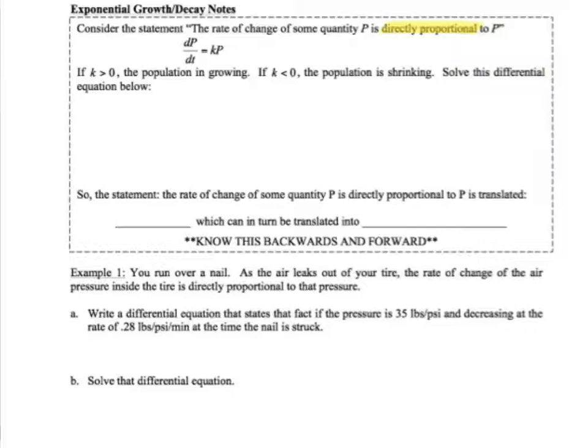If you see this statement, the rate of change of some quantity p is directly proportional to p, you're going to write the following. Because directly proportional, if you remember from Algebra 2 or pre-calc, is the function y equals kx. Normally it's y equals kx, but if it's the rate of change, then we're going to write dp dt for the rate of change, and then p is just p, right? So the formula then becomes dp dt equals kp, which is a differential equation.